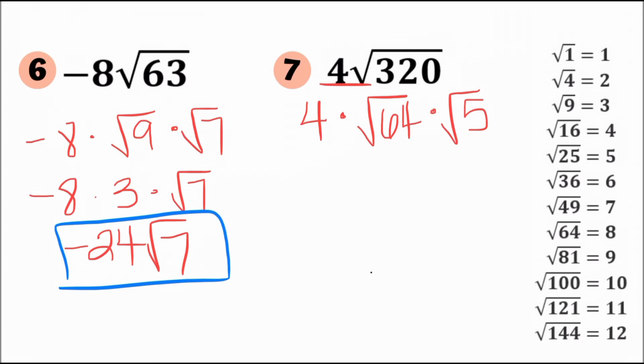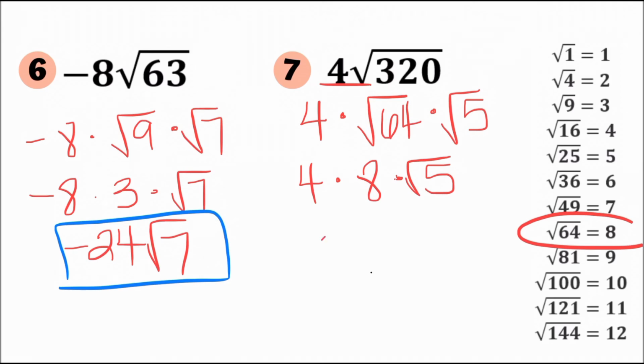So the square root of 64 is 8. So this becomes 4 times 8 times the square root of 5. 4 times 8 is 32, so this is 32 square root of 5. And that is my answer.